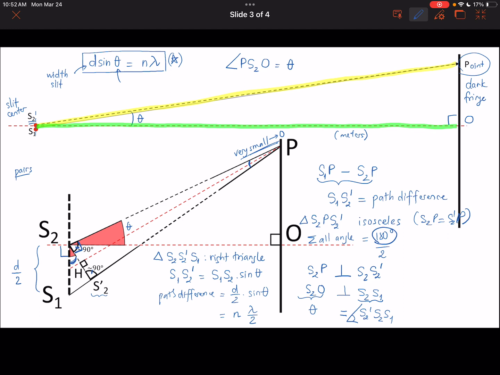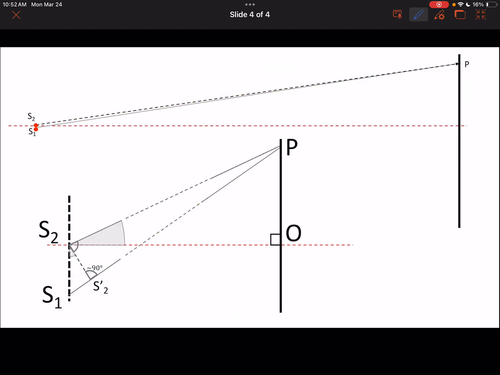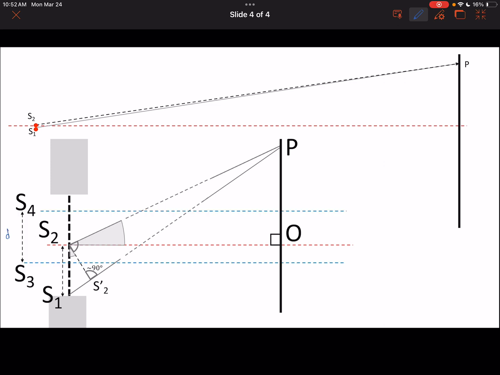Here, I just want to emphasize again how we get that theta angle equal to the angle here. This is for the case of the pair we consider, S1 and S2. S1 is at the edge of the slit and S2 is at the center of the slit. As we have mentioned earlier, we will consider all the sources in the slit in pairs, which are always half of the width of the slit away from each other. So let's say you have another pair like S3 and S4. You can see that the distance between them is also half of the slit, the same distance as between S1 and S2, okay?